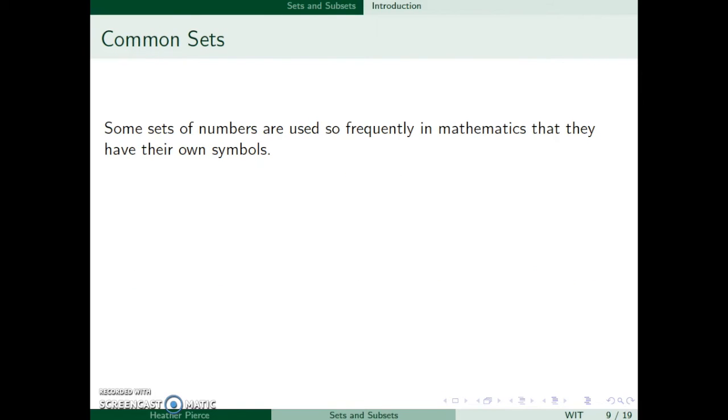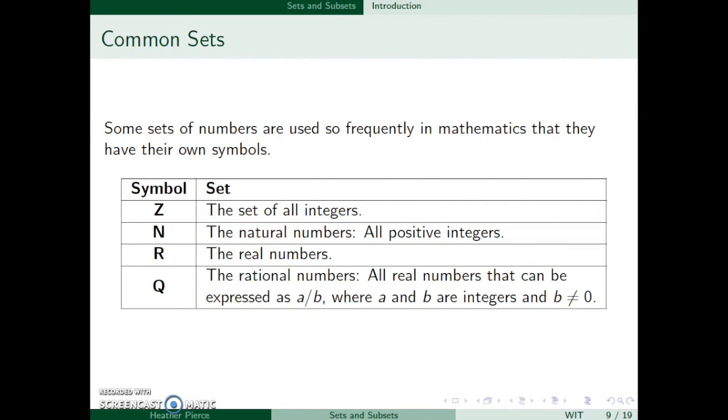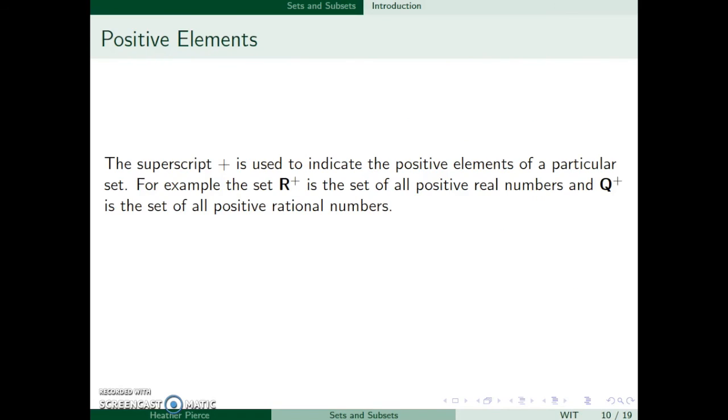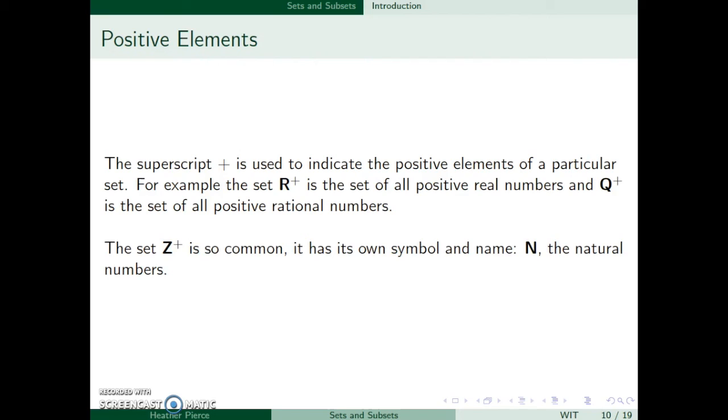We also have some common sets that we use so frequently they have their own notation. So Z is the set of all integers. N is the set of all natural numbers, also known as the positive integers. R is the set of all real numbers. And Q is the set of all rational numbers. So this is anything that can be expressed as a fraction. A superscript of a plus sign indicates the positive elements of a particular set. So for instance, R plus is the positive real numbers, Q plus all the positive rational numbers. Z plus is so common that we use N to denote that set, which is known as the natural numbers.